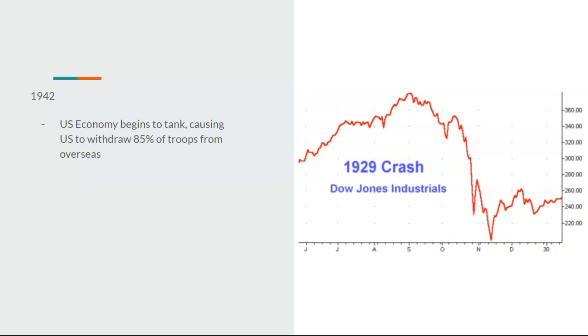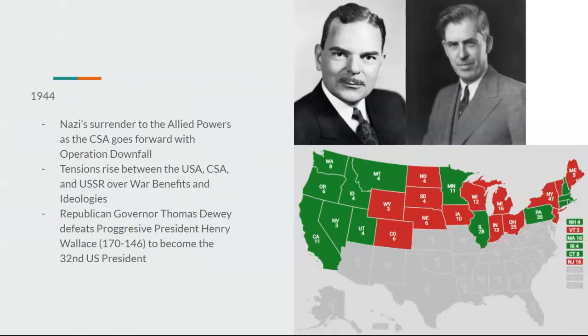There's nothing in 1943 of note, but in 1944, Nazis surrender to the Allied powers as the CSA goes forward with Operation Downfall. So, if you don't know what Operation Downfall is, look up Alternate History Hub's video on Operation Downfall. It's very interesting. But think of the Confederacy instead of just the entire country.